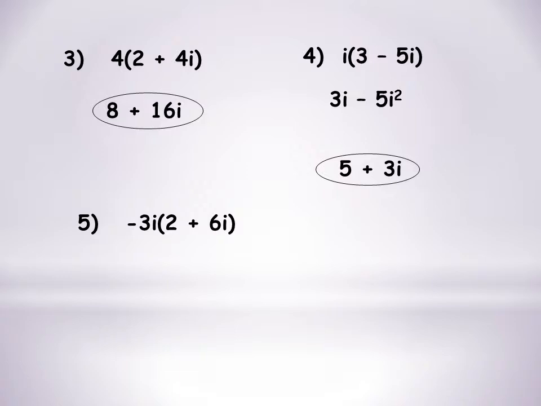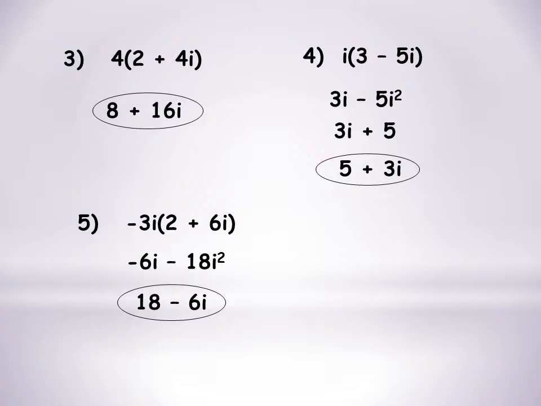On number 5, you'll distribute the negative 3i, so you will get negative 6i minus 18i squared. Again, the i squared is a negative 1, so it'll be negative 18 times negative 1, which would be a positive 18. And then you have to make sure you have it in the correct form, so 18 minus 6i.